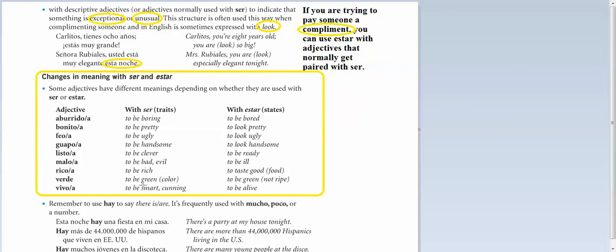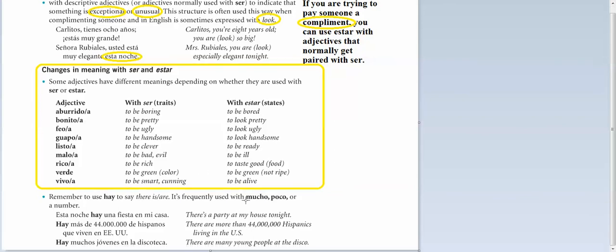Verde is to be green, like you can have an apple that's green, but you could also have a banana that's green, and that means it's not ripe. So when you use it with estar, mi banana está verde means it's not ripe. Vivo is to be smart. Eres muy vivo. You're smart, you're cunning. Estás vivo means you're alive.